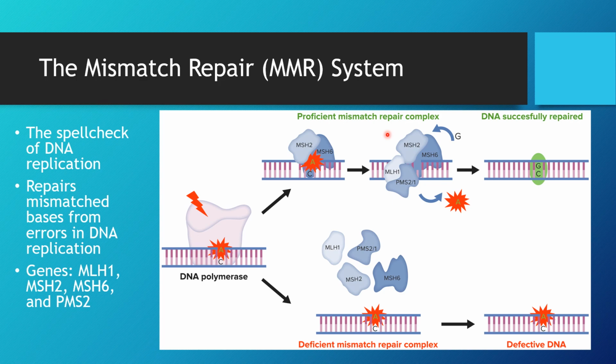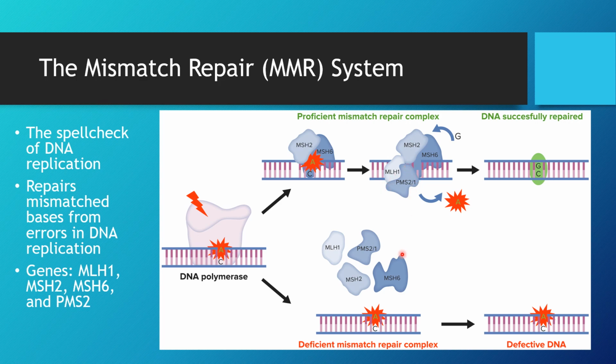This slide shows us the mismatch repair system. The mismatch repair system can be thought of as the cell's spell check for DNA replication. Just by random mutation, as DNA polymerase goes on and replicates DNA, there will be mismatched bases. So there are individual protein complexes encoded by the MLH1, MSH2, PMS2, and MSH6 genes. These genes encode protein subunits that come together to form a complex that repairs mismatched bases.